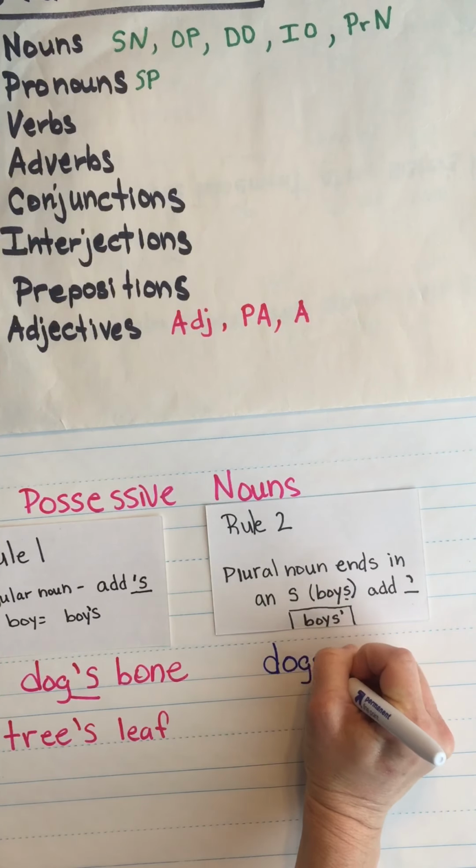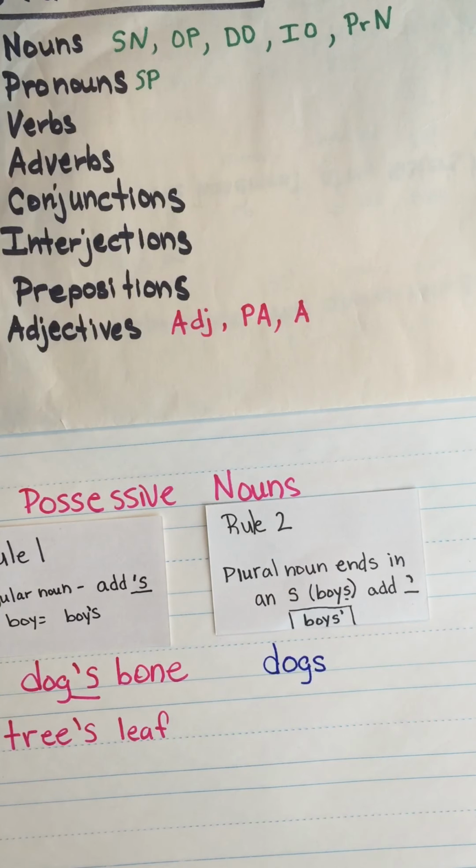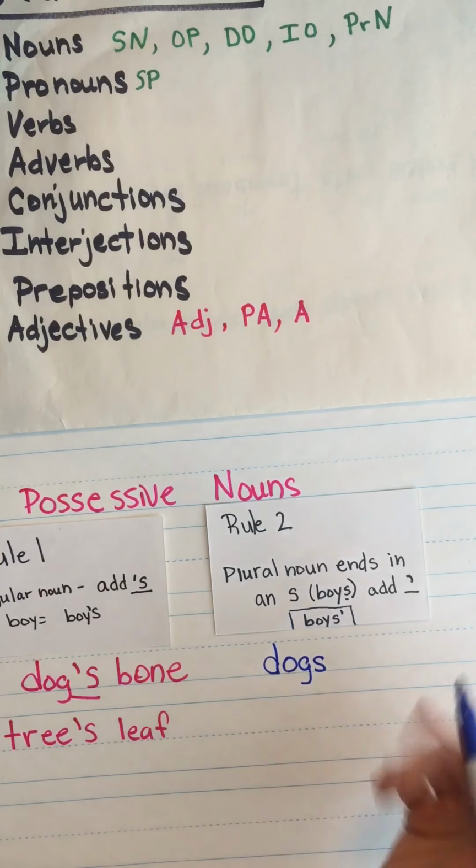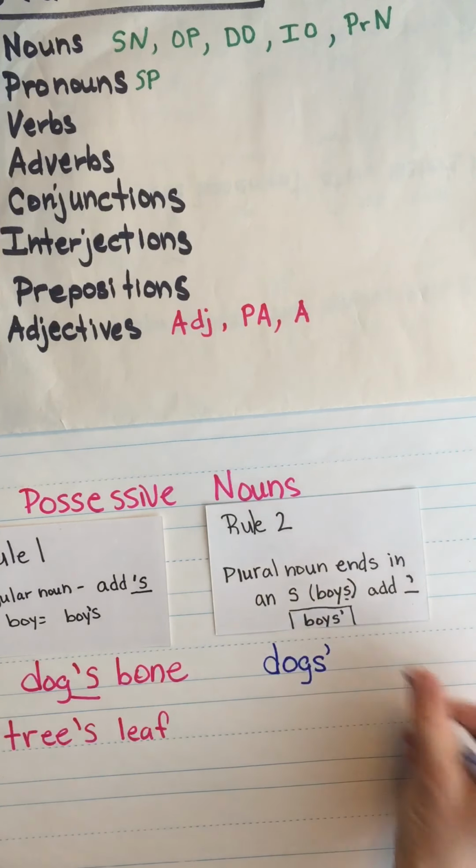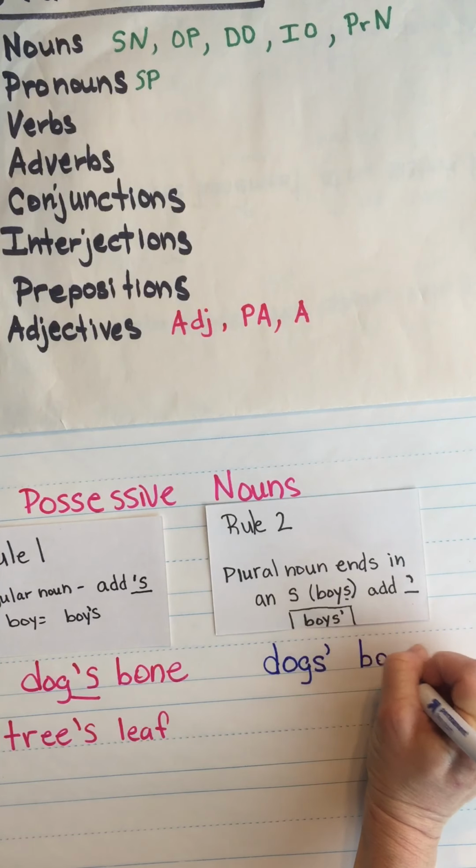Do any of you have more than one dog? I know that Jillian does. I've seen hers in some of her videos. Okay, they're dogs. And now they have bones. They each have their own bones. The dogs' bones. So we already have an S, so apostrophe afterwards. Bones.